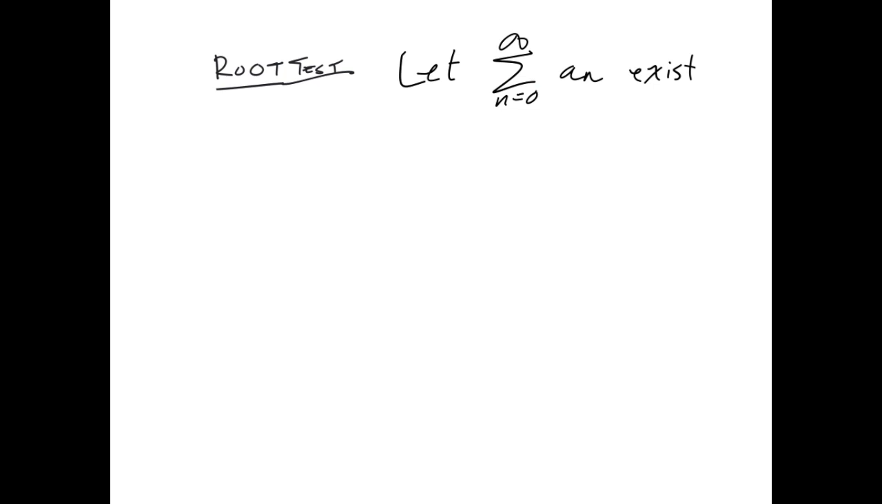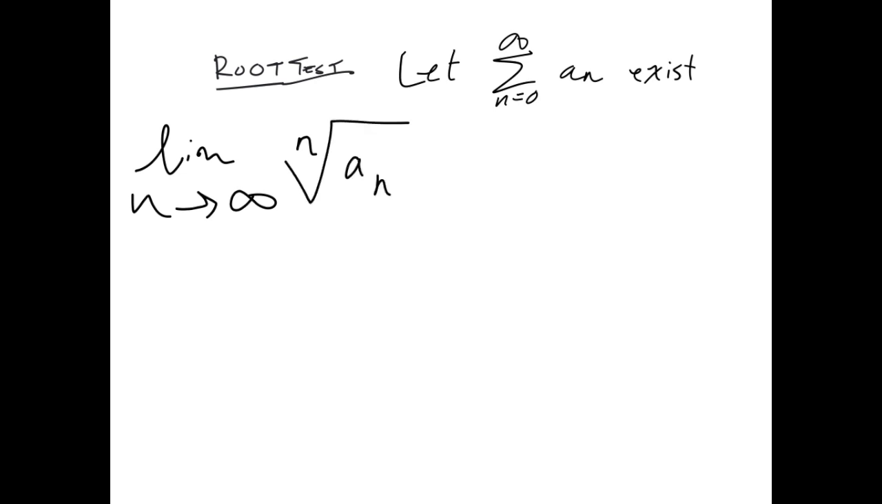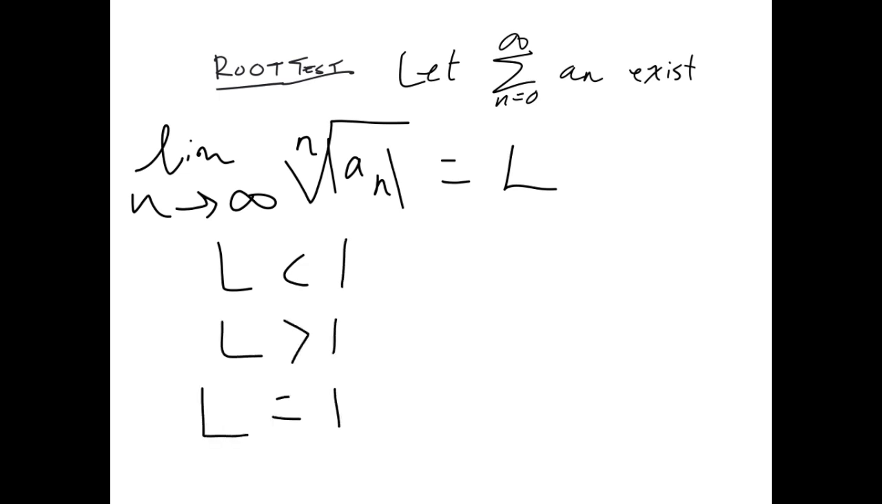Similar to the ratio test, we have the root test, where we're going to have the limit as n goes to infinity of the nth root of a sub n. And we'll throw some absolute values on there because this will also work for anything that's alternating. Once we are here, it's going to be the exact same conclusions we can make as for the ratio test. So L less than 1, L greater than 1, L equal to 1.